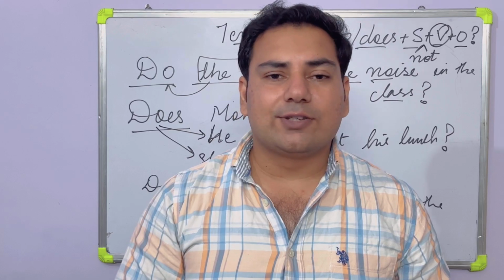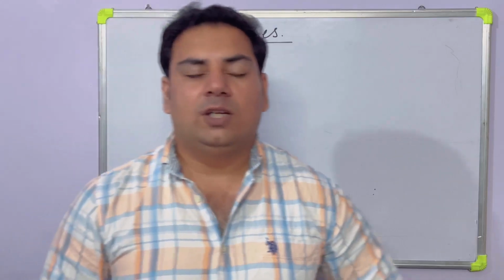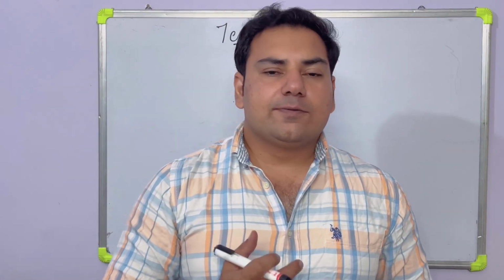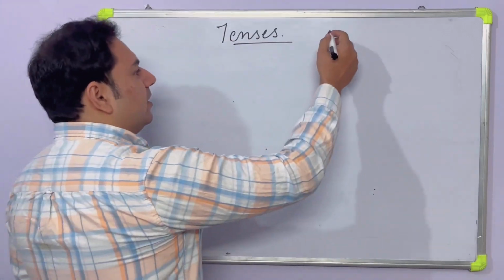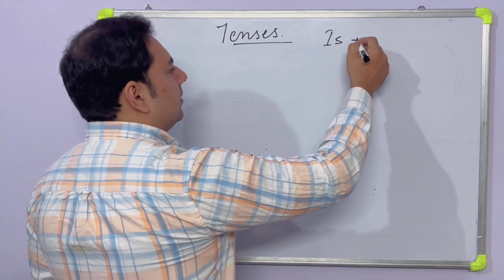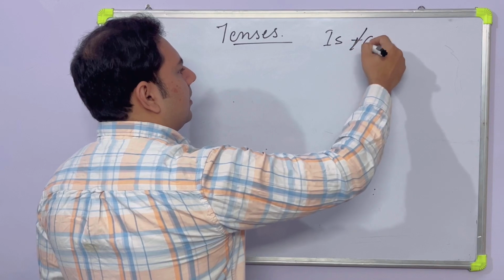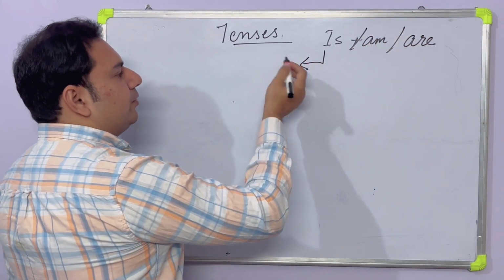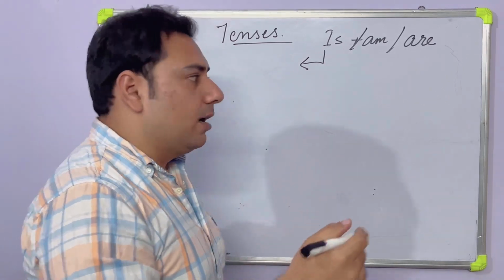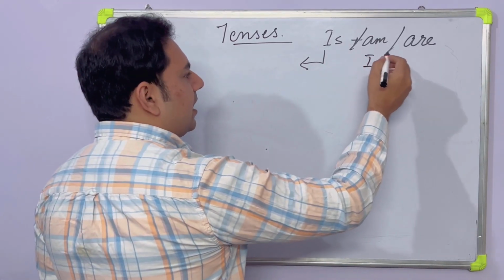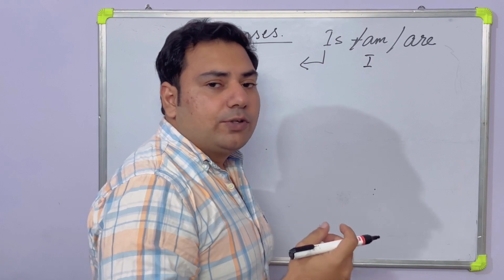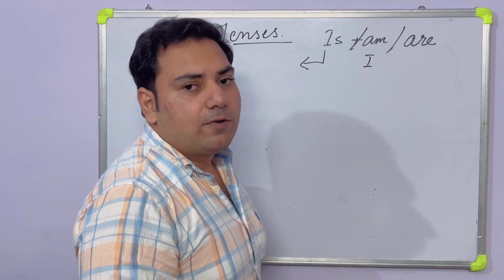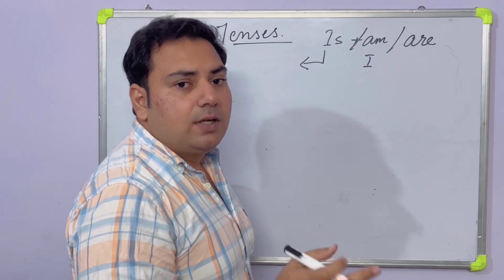So let's move to the next topic. Present continuous is very easy. We have three auxiliary verbs over here: is, am, and are. Is will be used with all the singular pronouns and nouns, am will be used with just I, and are is going to be used with all the plural forms, plural subjects. So keep that in mind.